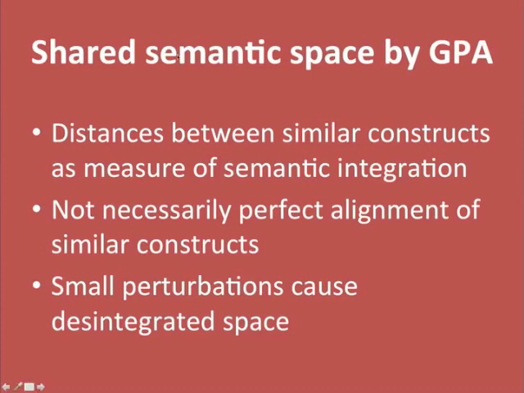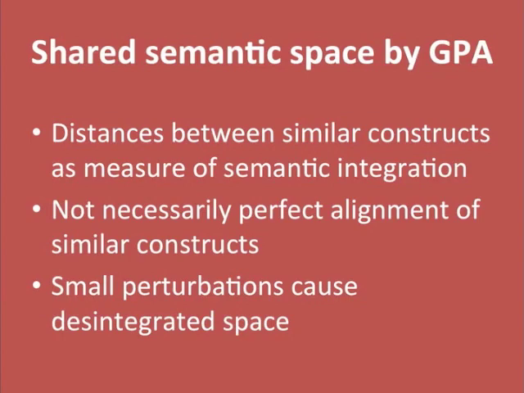We have a shared semantic space that's generated by GPA. The distances between similar constructs serve as a measure of semantic integration, because if similar constructs are close together, then there's a real shared space. If not, then there is no real shared space. We also saw that this perfect alignment of similar constructs does not always happen. In the first example, it was the case, but then we saw that small perturbations cause a partially disintegrated space, where the constructs are not perfectly aligned, although they're similar.